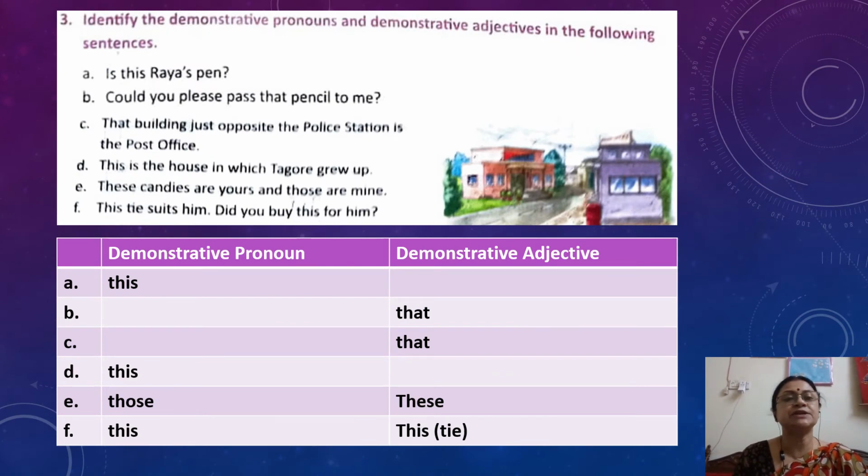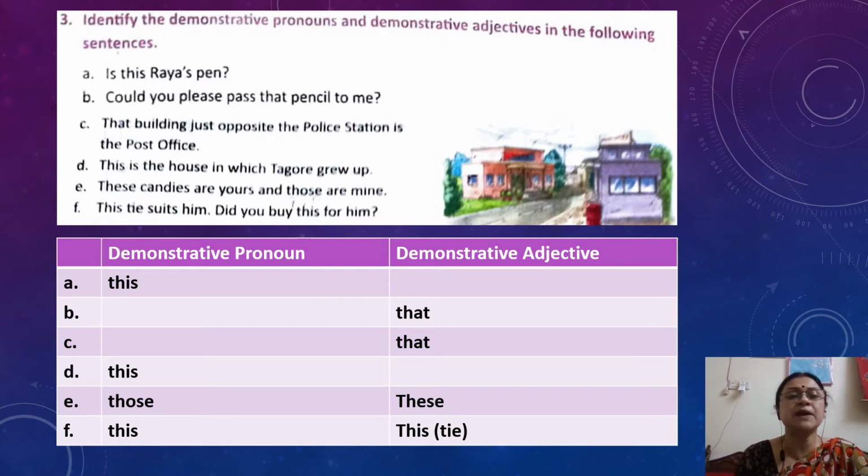Let's read the question here. Identify the demonstrative pronouns and demonstrative adjectives in the following sentences. What is a demonstrative pronoun? A demonstrative pronoun identifies nouns in a sentence, whereas a demonstrative adjective describes a noun. Okay. Now see the first question sentence.